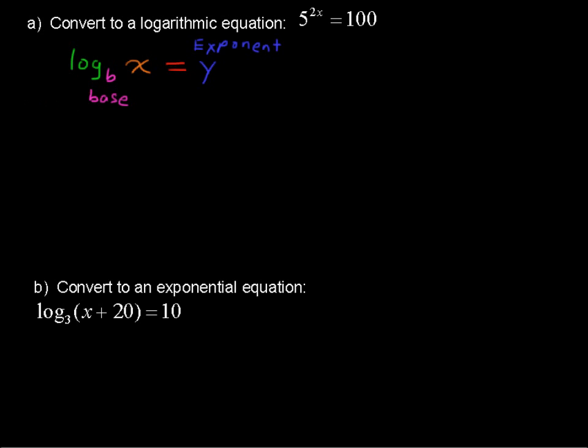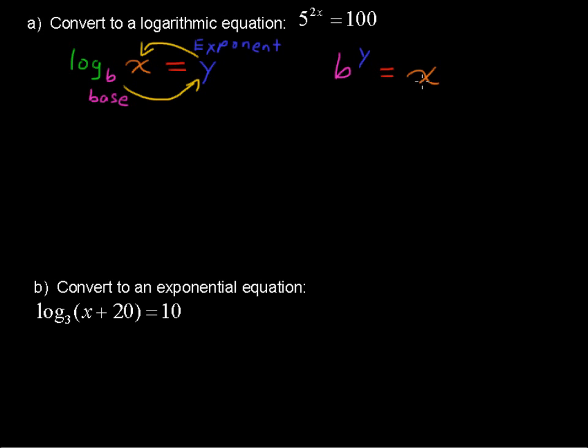So I like to draw some arrows here. The base raised to, let's use a different color, the base raised to the exponent equals this value. Okay, so if I were to rewrite this, I would say b raised to the y power equals this x.